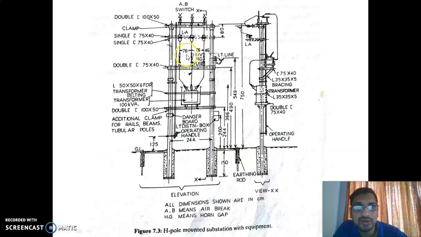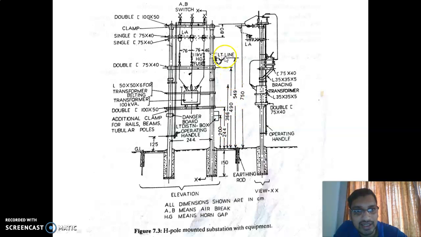The clearance between the HG fuse and the line on the HT side is 76 centimeters. This is the transformer installed position. The transformer is installed 244 centimeters from the ground level, and the primary bushing of the transformer should be located 346 centimeters from the ground level. The positioning of the HG fuse or dropout fuse is 490 centimeters from the ground level.